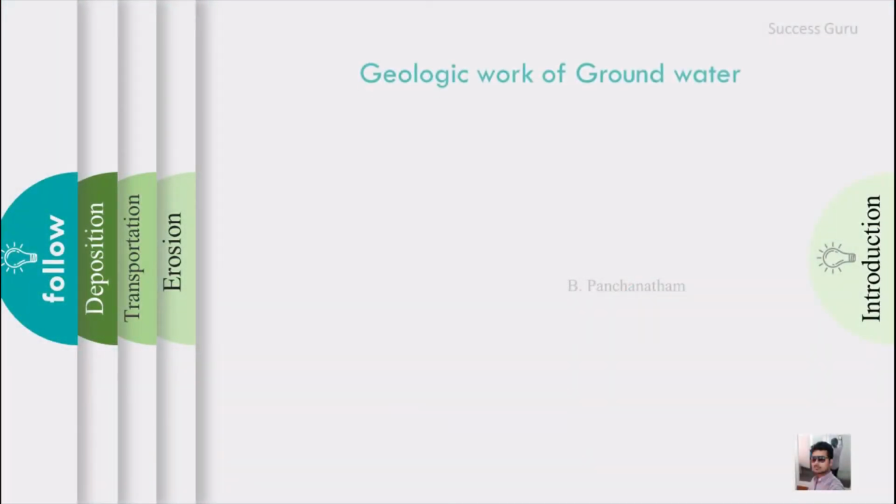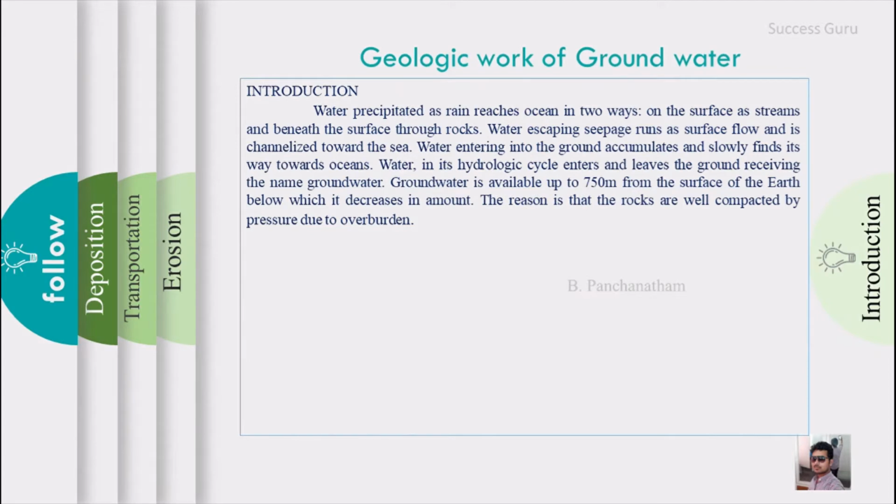The geological work of the groundwater. So what is the groundwater? Actually, the water precipitated as rain reaches the ocean in two ways: on the surface as streams and beneath the surface through rocks. The water that escapes seepage runs as surface flow and is channelized towards the sea. That is what we call running water or a river. We had already made a video on this in our previous class.